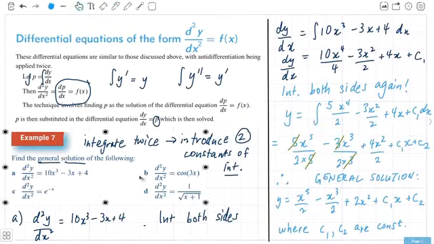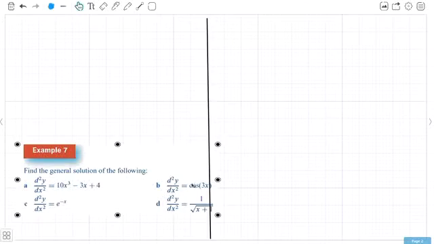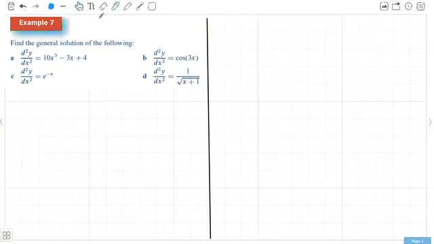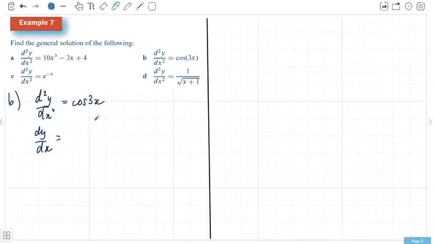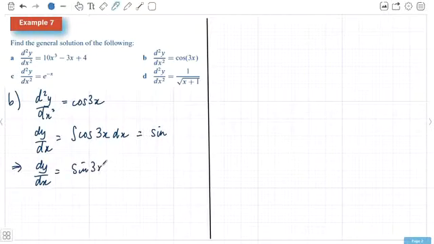If we have a look at the other ones, I'll put this just onto the next page. These ones are a little bit shorter. So we look at B. Again, just write out the equation and integrate it once, so we get dy dx equals the integral of cos 3x, which equals sine of 3x over 3 plus a constant, we'll call it C1. Next step, integrate again. So integrate both sides. It's usually a good idea just to write what you're going to do.